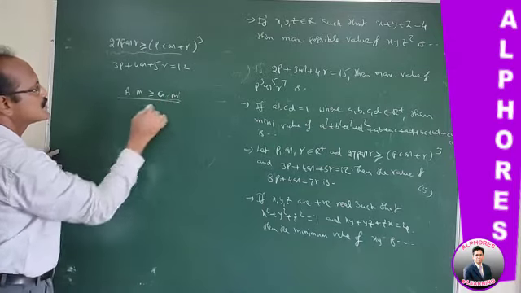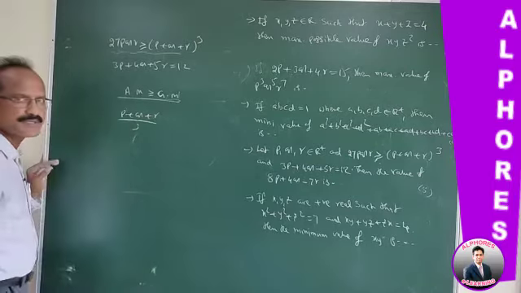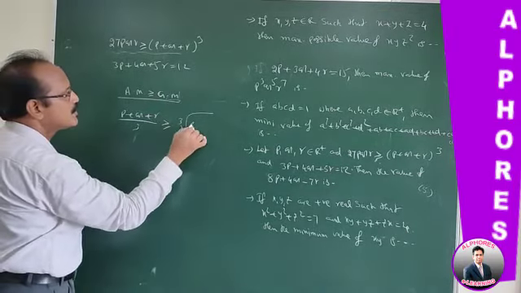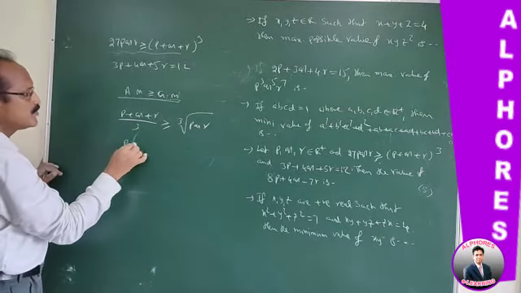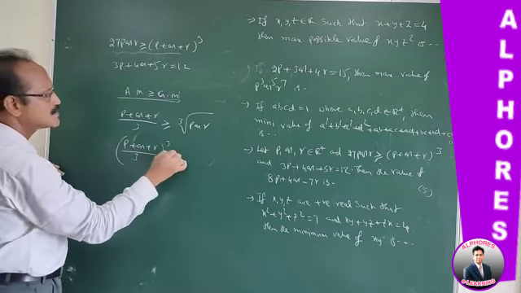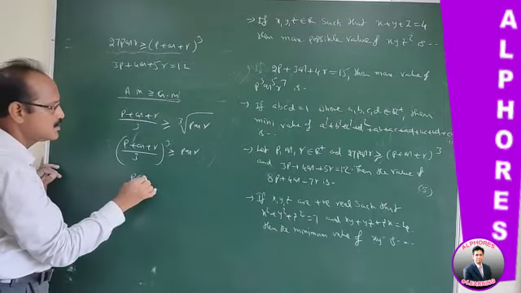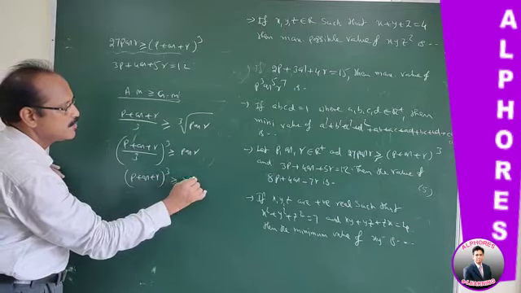Based on this, arithmetic mean of PQR, P plus Q plus R by 3, is greater than or equal to geometric mean, that is cube root of PQR. Cubing on both sides, P plus Q plus R by 3 whole cube is greater than or equal to PQR, or P plus Q plus R whole cube is greater than or equal to 27 PQR.